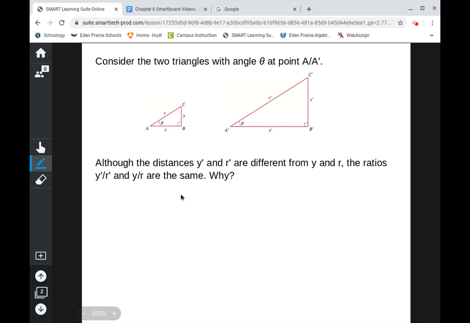Go ahead and look at the two triangles, both with the same angle measure of theta. They have different lengths or measures of the sides of the triangle. But although the distances of r prime and y prime are different from y and r, the ratios will be the same. Why is that? It has to do with the angles of theta being the same for both triangles. They're similar triangles, as you would have learned in geometry. Their sides are proportional.